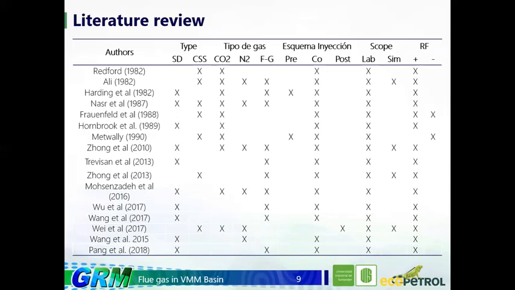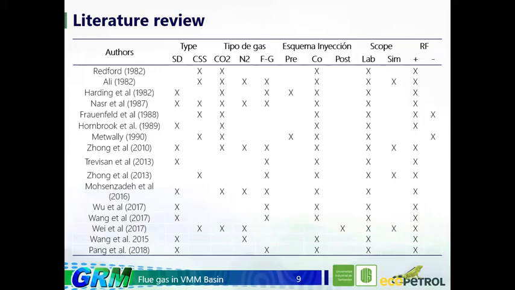So the other column is the injection scheme, that could be pre-injection, co-injection, or post-injection. The pre-injection is making an injection of this flue gas before the injection of the steam. The co-injection is making both at the same time, and the post-injection is making the injection of this flue gas after the injection of the steam.